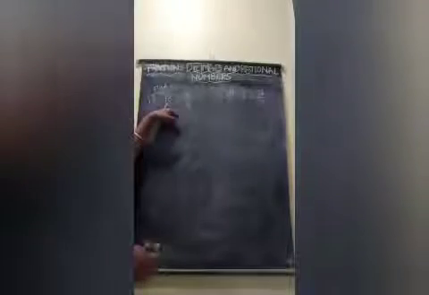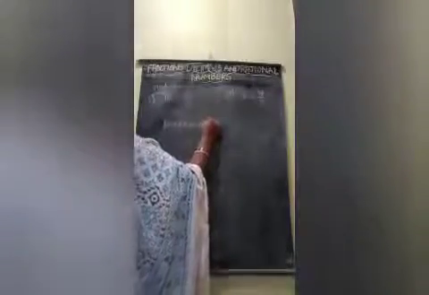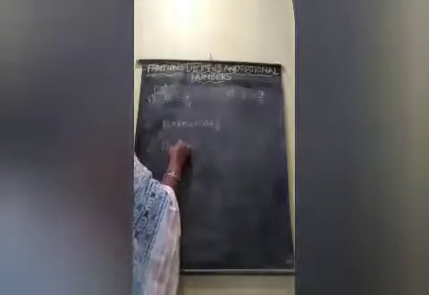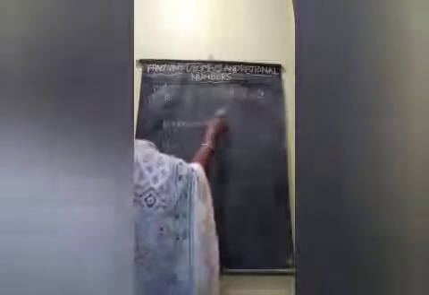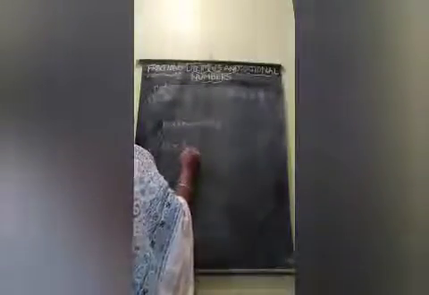Next problem. This is 18 divided by 3 by 4. That means the division of a whole number by a fraction. How to find this? The whole number divided by a fraction is the whole number multiplied with the reciprocal of the fraction. Therefore, 18 multiplied with the reciprocal of 3 by 4, that means 4 by 3.